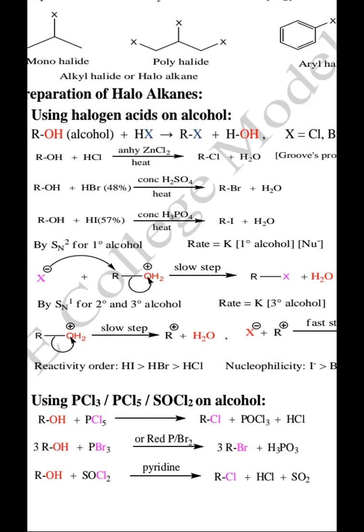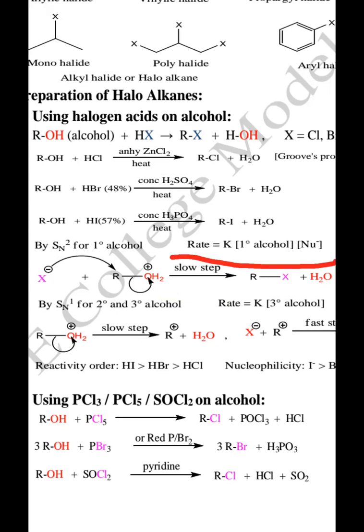In this particular method of reaction, we can see that only one step is involved, because that is the slow step. We see two molecules, that is the alcohol and the halide, both being involved. So we can see the rate equation that has been written here. In this rate equation, we can see both the 1 degree alcohol and the nucleophile, in this case the halide, are involved. That is why it is a bimolecular type of reaction.